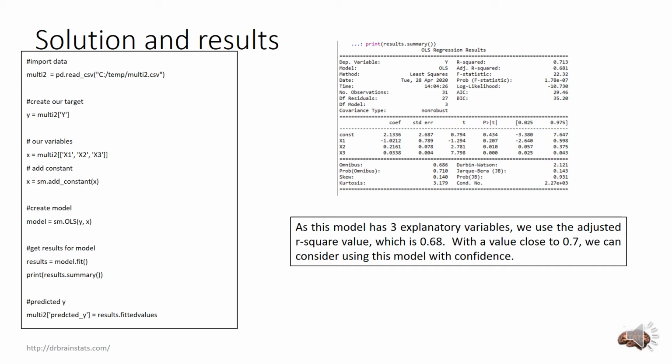As this model has three explanatory variables, we use the adjusted R-square value, which is 0.68. With a value close to 0.7, we can consider using this model with confidence.